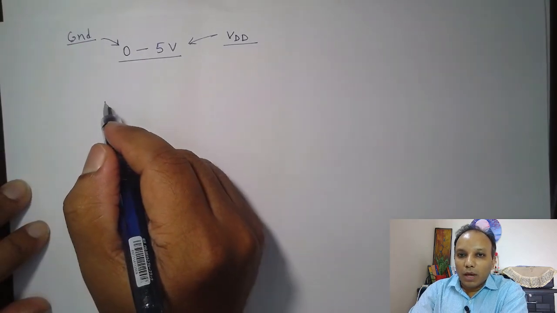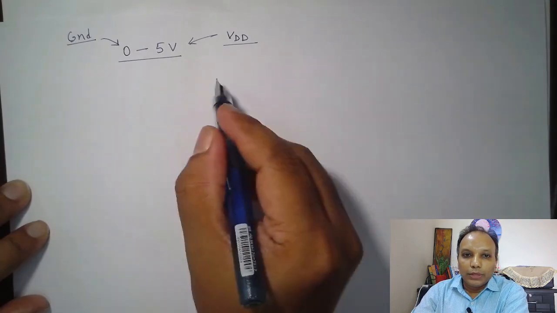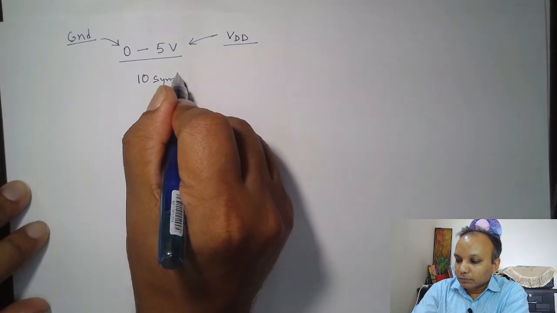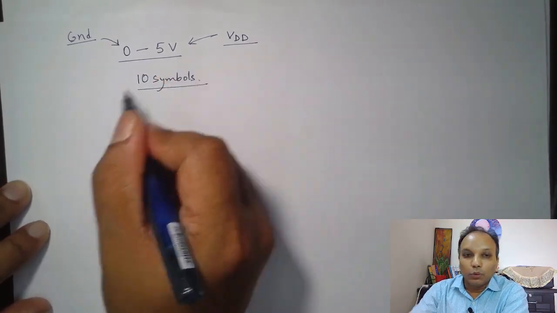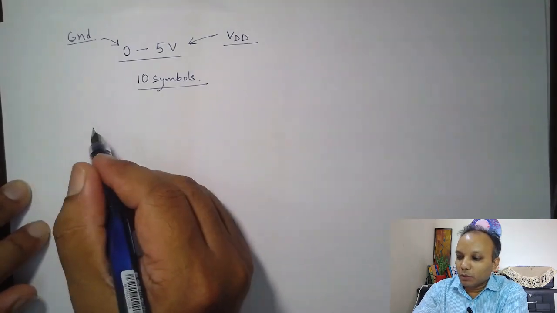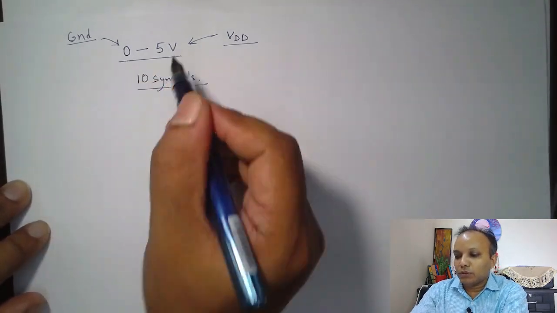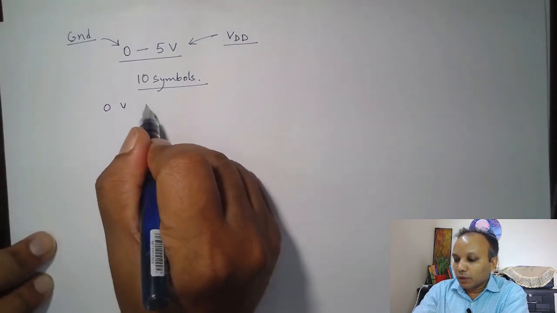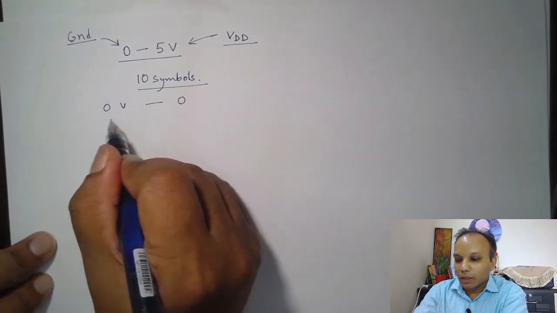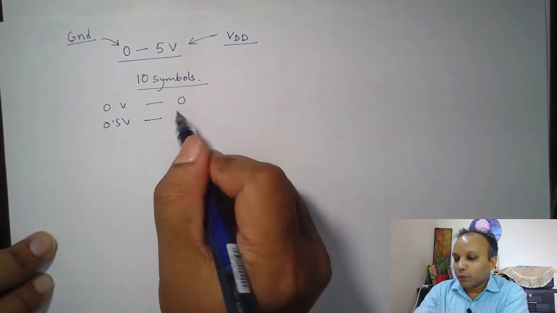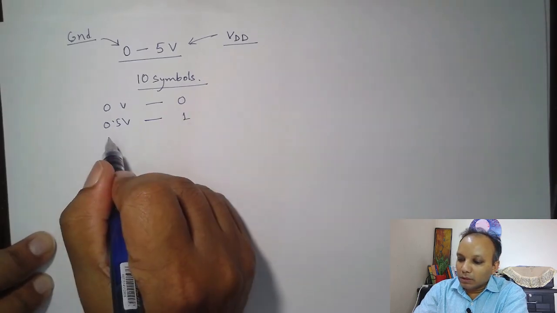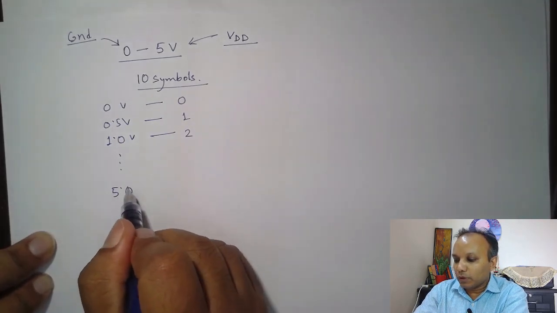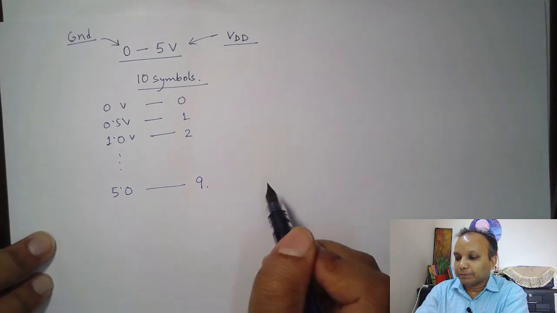Okay. So, I will now divide this whole range into, if I have 10 symbols, then I have to divide this whole range into 10 different symbols. So, how can I divide that? If I divide this range into 10 symbols, then basically I will have, let us say, 0 volt corresponding to the number 0, then 0.5 volt corresponding to the number 1, then 1 volt corresponding to 2, and so on. So, basically 5 volt will correspond to the number 9.